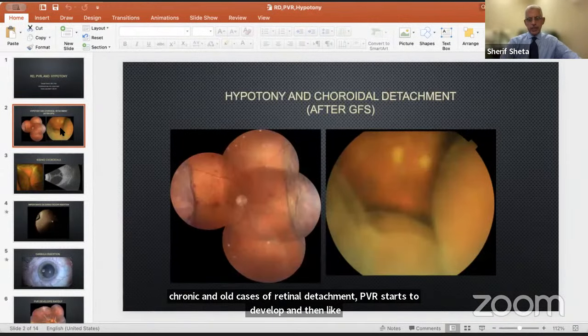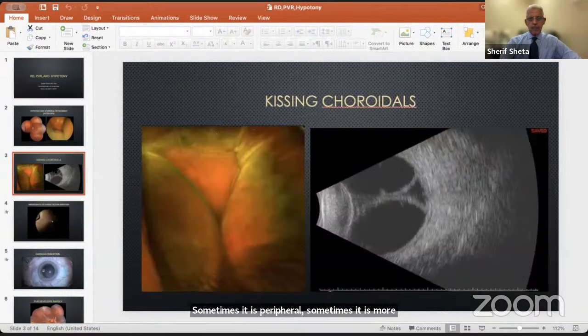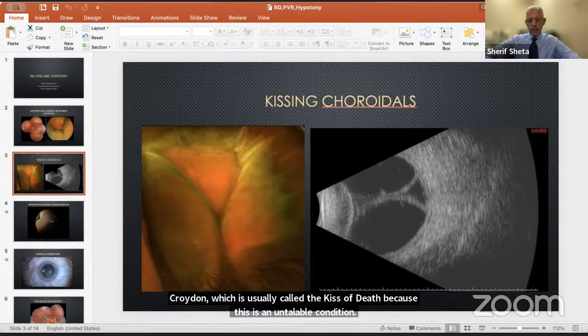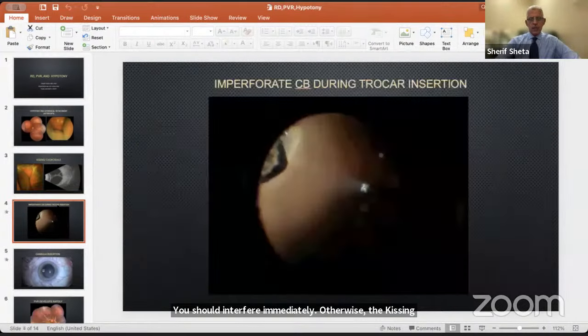You know that hypotony can occur in several conditions, like after glaucoma surgery with extreme shallowing of the anterior chamber. You can see forward rotation of the iris and ciliary body and choroidal detachment. Sometimes it is peripheral, sometimes more central. Sometimes it is extensive, and we call it kissing choroidals, usually called the kiss of death, because this is an intolerable condition. You should intervene immediately, otherwise the kissing choroidals will adhere to each other, and eventually the eye will go into phthisis.